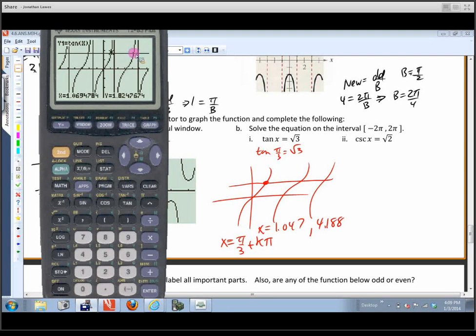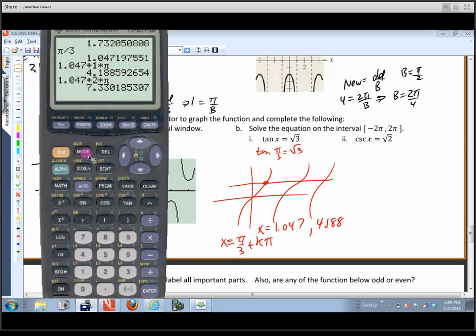I only need to go forward 1 pi, and then I need to go back 1 and back another 1 to find the other 2. So let's go back to the screen here, and then let's recall this. And I'm going to type in, now we're going to subtract, I'll do 1. So negative 2.09.